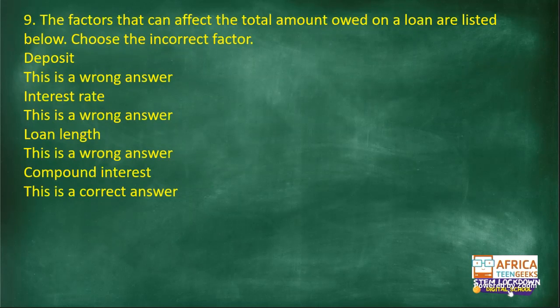Once again, the interest rates also affect the loan, because if the interest rates are higher, then your amount will also be high. And of course, if the interest rate is lower, the loan amount will also decrease. So those are some of the factors which affect the total amount which is owed on a loan. And the last factor, of course, is the loan length, the number of years.